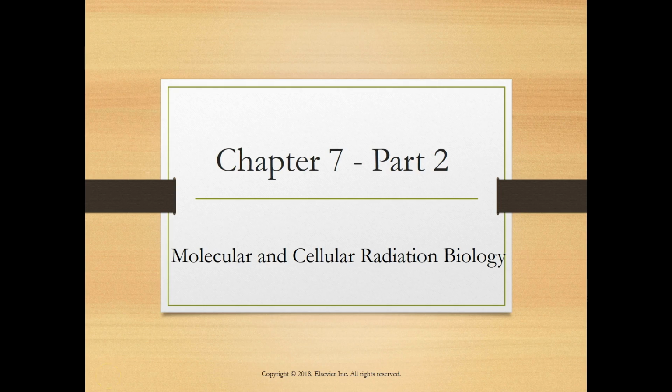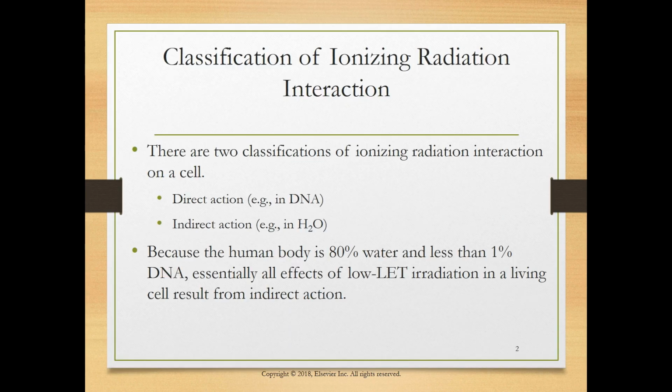Hi everybody, we're going to finish up chapter 7. So we left off on two classifications of radiation interactions on a cell, direct and indirect. Because the human body is 80% water and less than 1% DNA, essentially all the effects of low LET irradiation in a living cell result from indirect action.